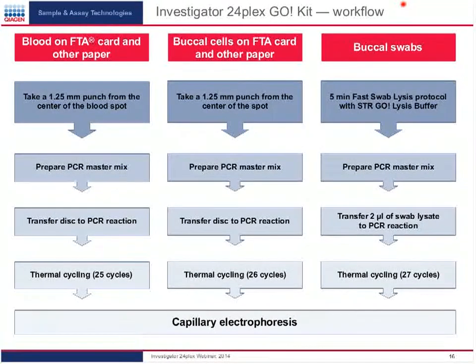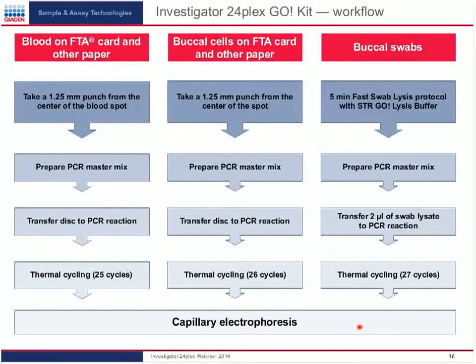A third option might be if you're using buccal swabs for reference samples. Here we have a very fast lysis protocol. We developed a special buffer. This is called STR GO lysis buffer. And with this buffer, you can perform the lysis in 5 minutes. This is the first step that you have to do. Then you prepare the PCR master mix. Afterwards, you transfer 2 microliters of the swab lysate to the PCR reaction. Then you start the thermal cycling, here 27 cycles, and then you start the CE.